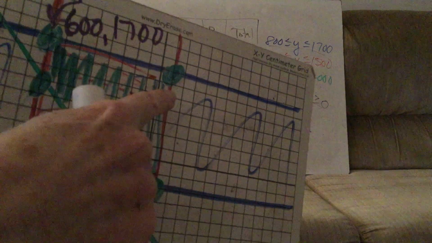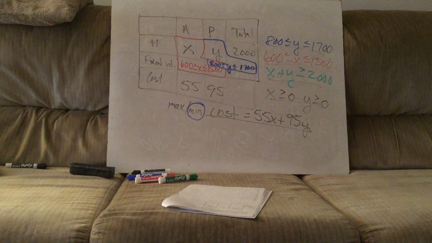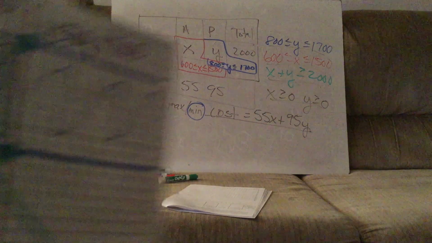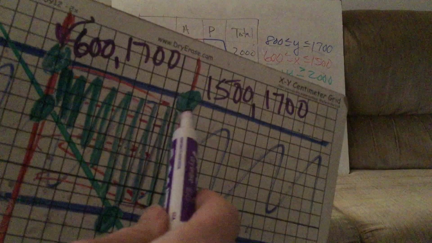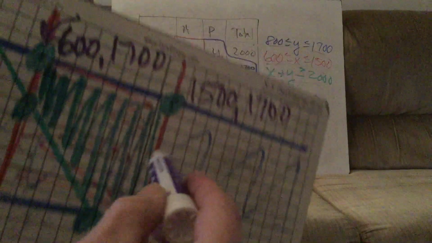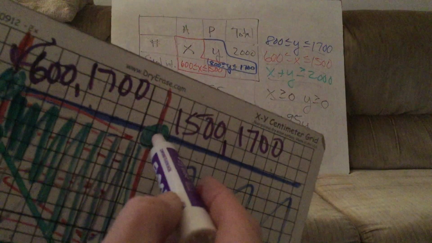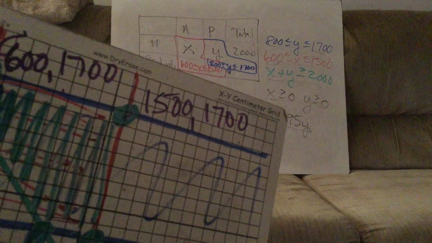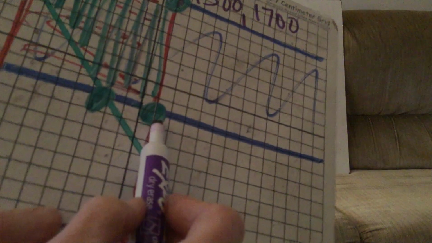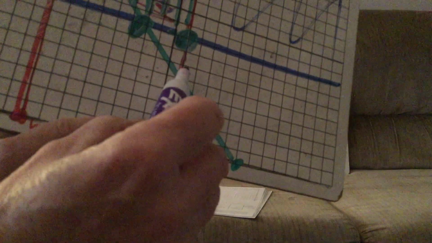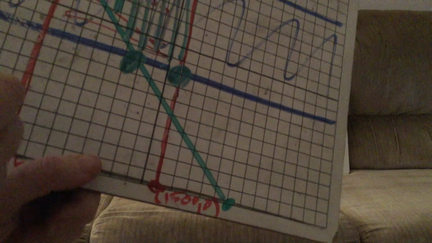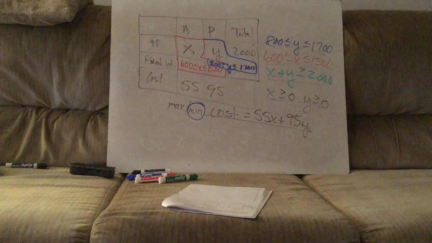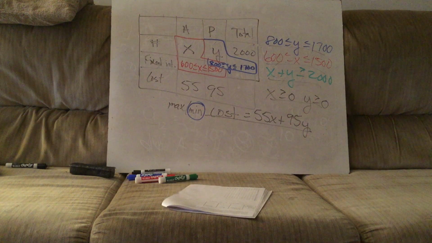Similarly, this one is exactly the same, only its x is 1500. So this is 1500, 1700. Now, please don't be confused, kids. That point is where this line and this line come together. This is where x is 1500. This is where y is 1700. Likewise, this one right here is where x is 1500 and y is 800. So this is 1500, 800.